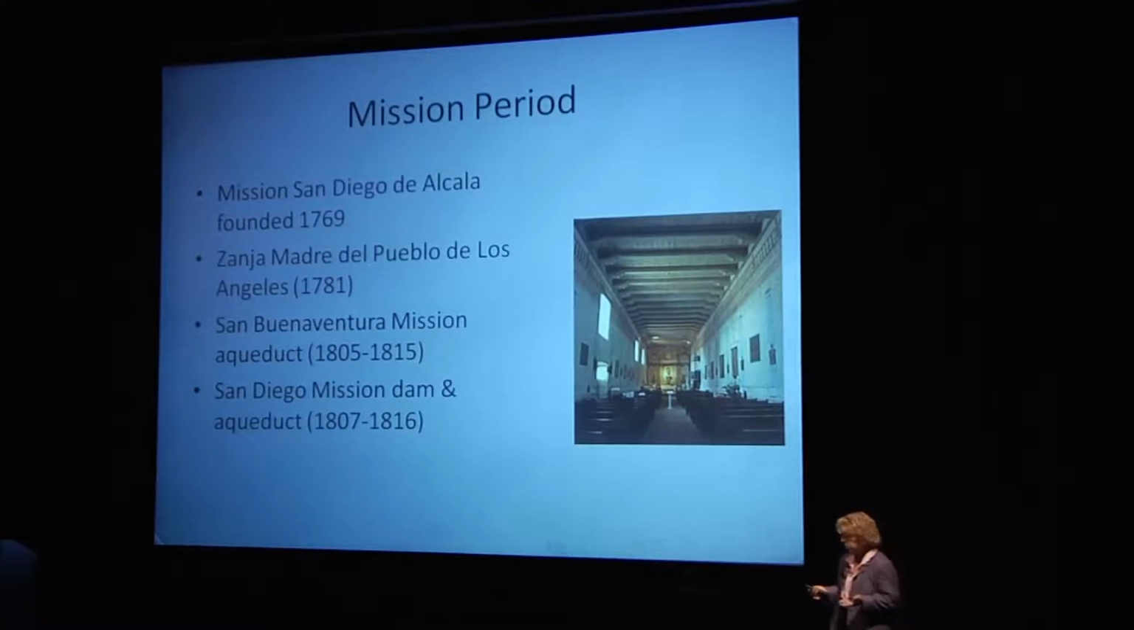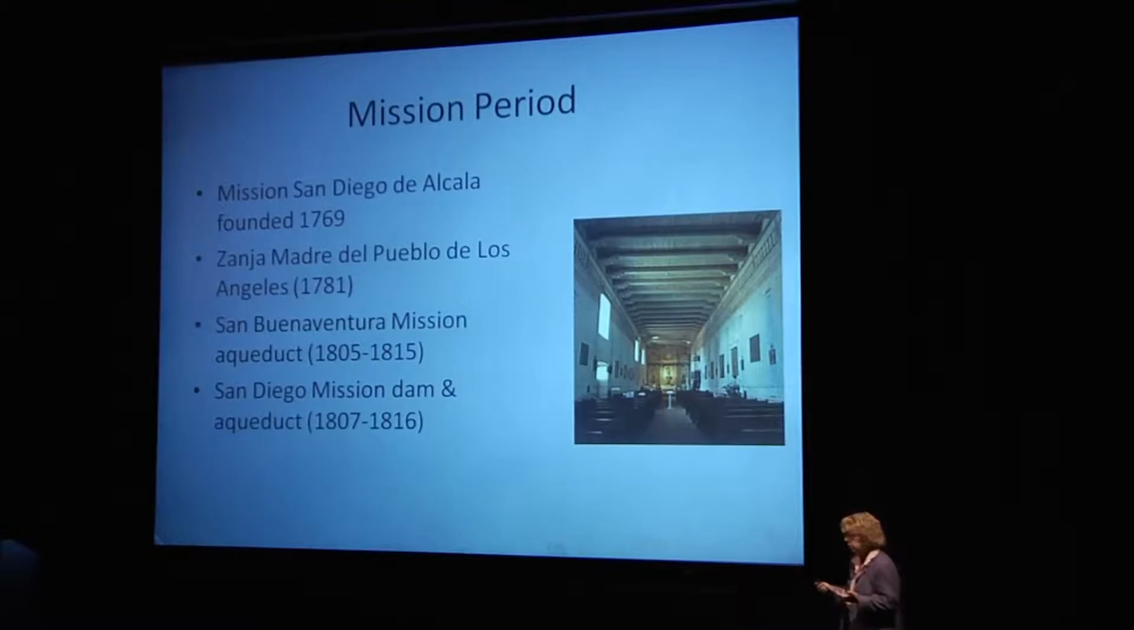They didn't have water where they were located. They needed to move water to where they were. So the mission at San Buenaventura constructed a 7-mile aqueduct from the Ventura River, which was completed in about 1815, to water their mission facilities. San Diego mission, a 6-mile aqueduct and a dam on the San Diego River to supply their area.